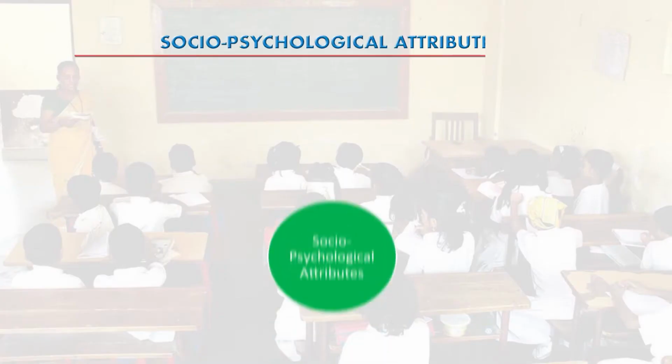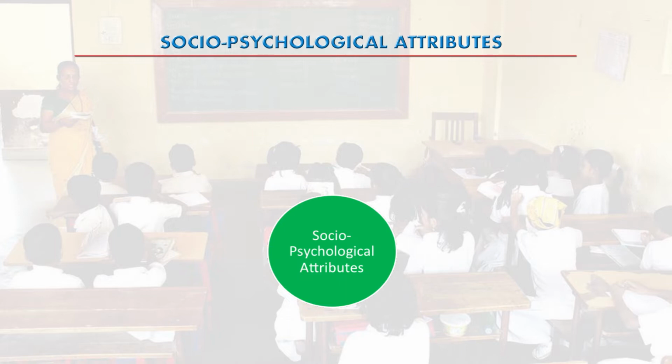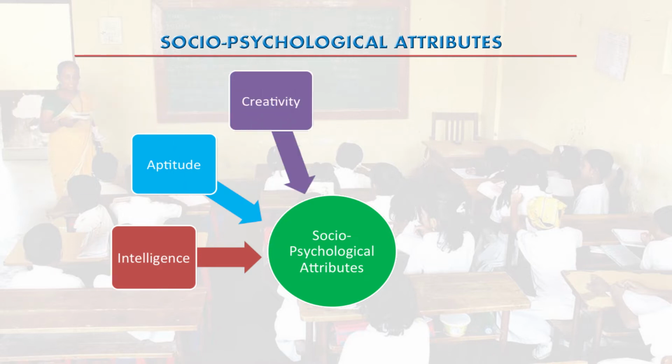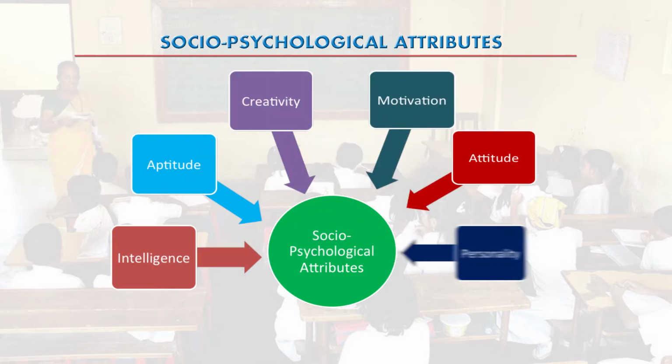So, in different educational processes, in the educational system, you can use attitude. That is why the educational use of attitude is also one of the learning outcomes from this lesson. Now, let us recapitulate what we have already discussed in our earlier lessons relating to different attributes. The socio-psychological attributes are intelligence, aptitude, creativity, motivation, attitude and personality.